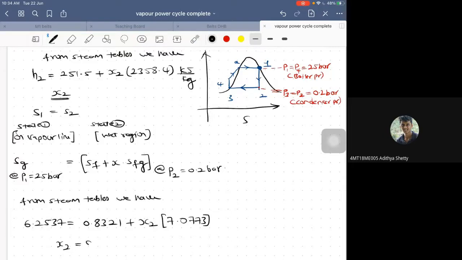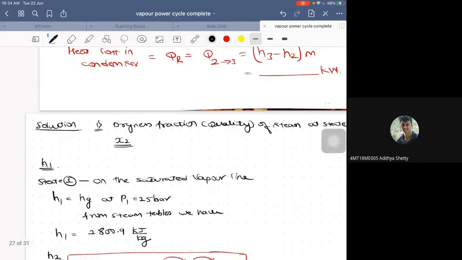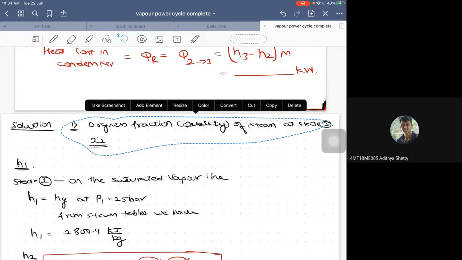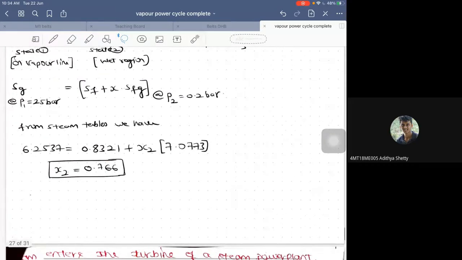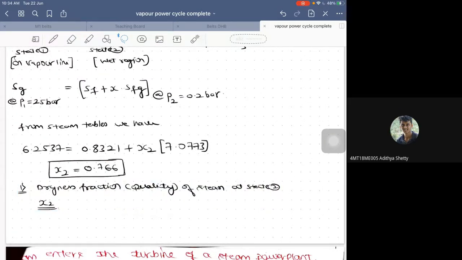0.766. So I will just write it in a box. And this is what was asked previously. Okay, solution 1, which is the dryness fraction at state 2, which was being asked. Okay, now I got the solution for the same thing. So X2 is how much? X2 is this much.